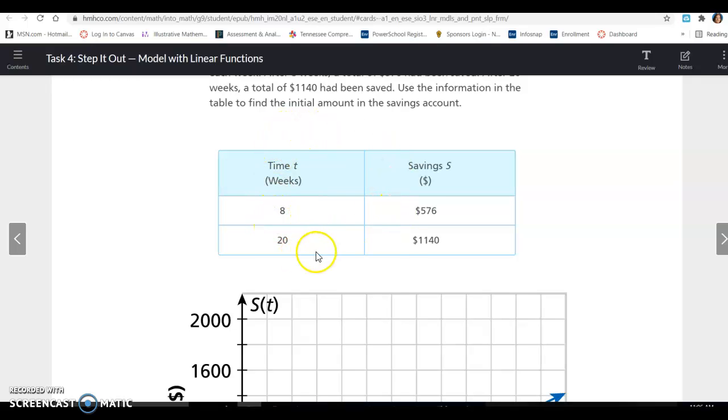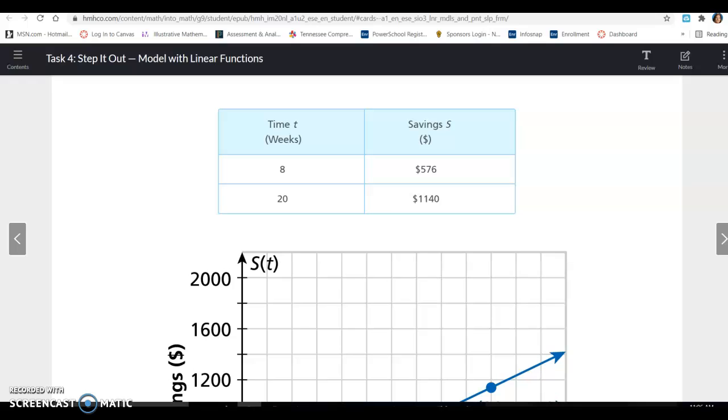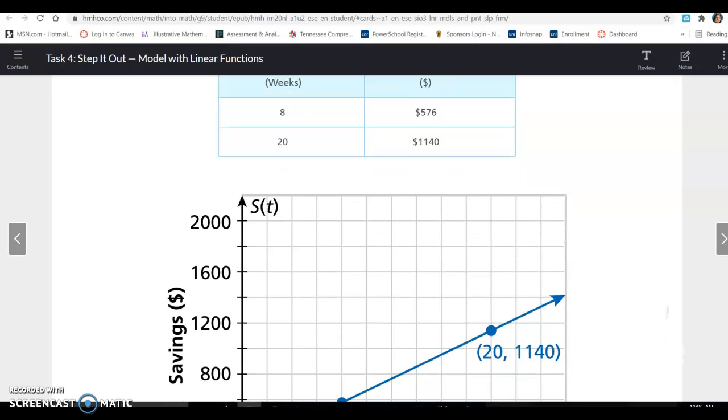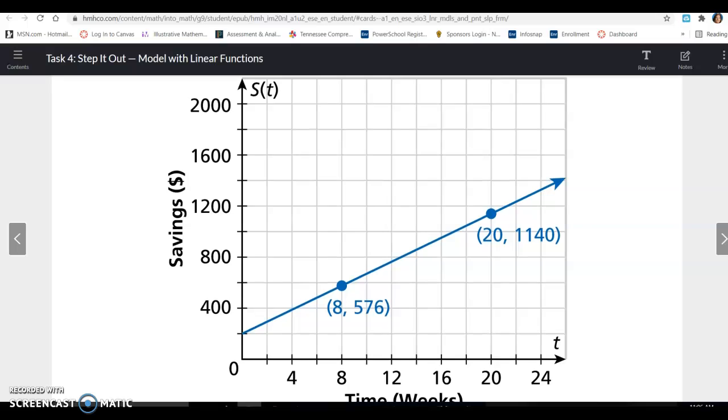All right, so we're given 2 points. Basically, our x is our time in weeks, and our y value is the savings, the amount in dollars in your savings account. All right, so if they graph those, you can see that the scale goes from 2, 4, 6, 8. This is time in weeks across the bottom. And then 4, 8, 12. So that means each one of these is 200. So 200, 400, 600, 800, 1,000, etc.